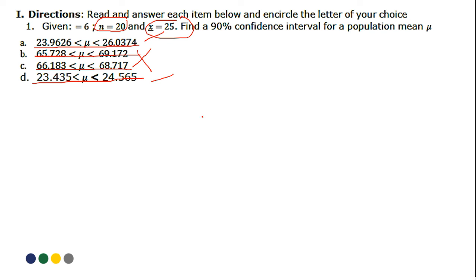So, what is the answer in number 1? You have n is 50. And I think 6 is SD, our standard deviation, 6. Kasi hindi nalagay yung S, kulang ng given. So x bar is equal to 25, s is equal to 6, n is equal to 20. Then CL natin dyan is 90.